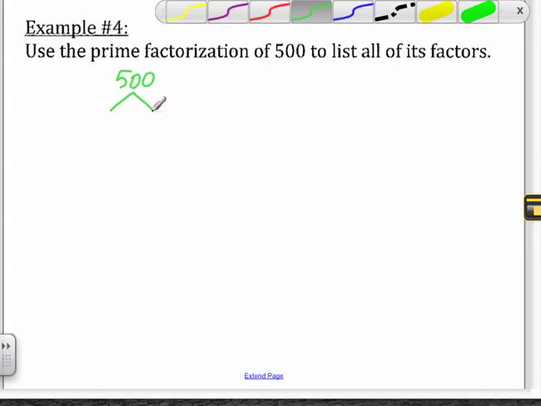Hobbs, you want to break this down for me? What do you have? 50 and 10. Excellent. I think we can keep breaking those down, can't we? Nicholas, do you want to break down 10 for me? 5 and 2. Right. And both of those are prime, so I'm going to go ahead and circle them. Okay. And Trigo, do you want to break down 50 for me? 5 and 10. Okay. Now 5 is done, but 10 is not. So I'm going to break it down.